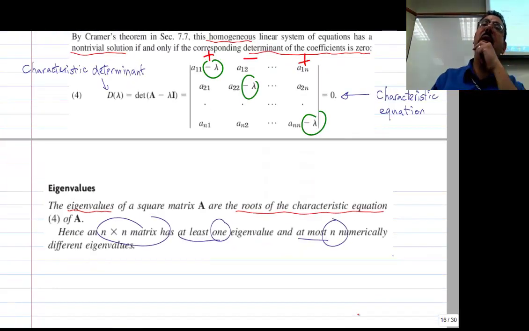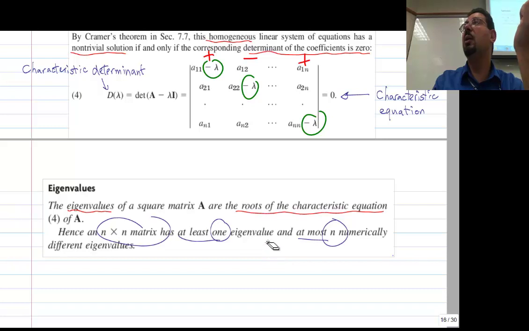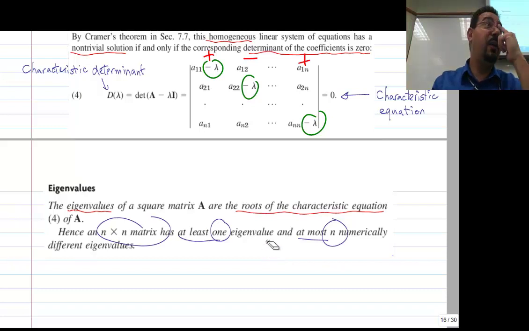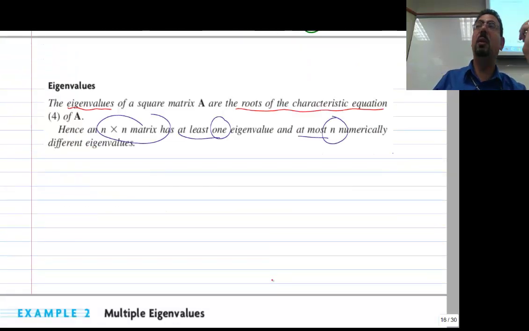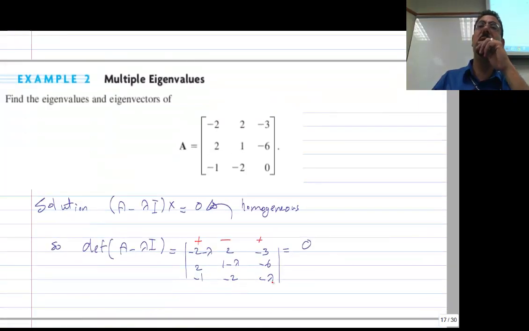And so the book is basically saying over here that the eigenvalues of a square matrix A are the roots of the characteristic equation, and an n by n matrix will have at least one eigenvalue and at most n numerically different values. So a 3 by 3 could result in lambda 1, lambda 2, lambda 3 that are all basically just 1. Not different numbers. That's okay. Alright? So let's see this one.